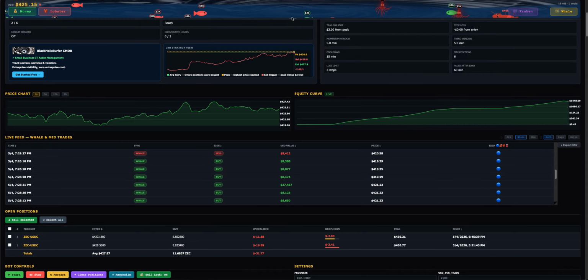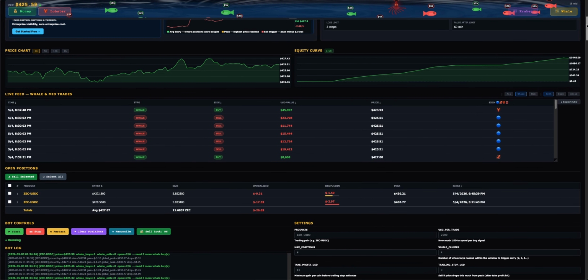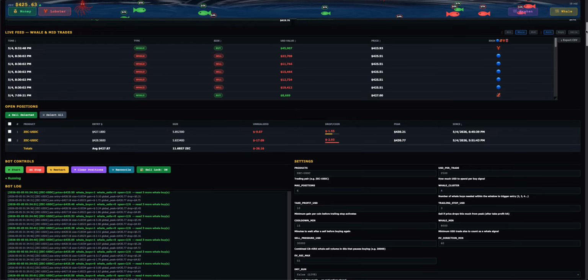So it looks like we got maybe some whales coming in. Let's go over here. We got one whale at $45,000. That's pretty significant. 432, that was 3 minutes ago, so we don't really care about that one. I may actually increase the whale window to be 3 minutes because this is pretty short.